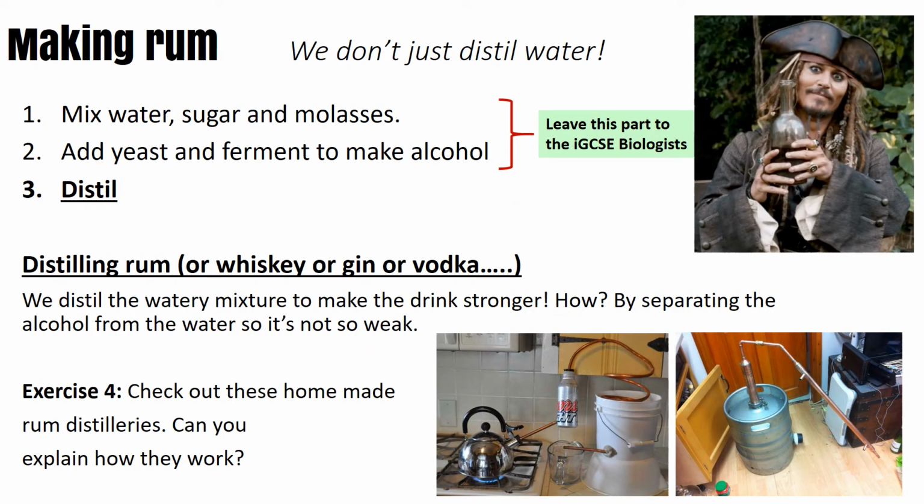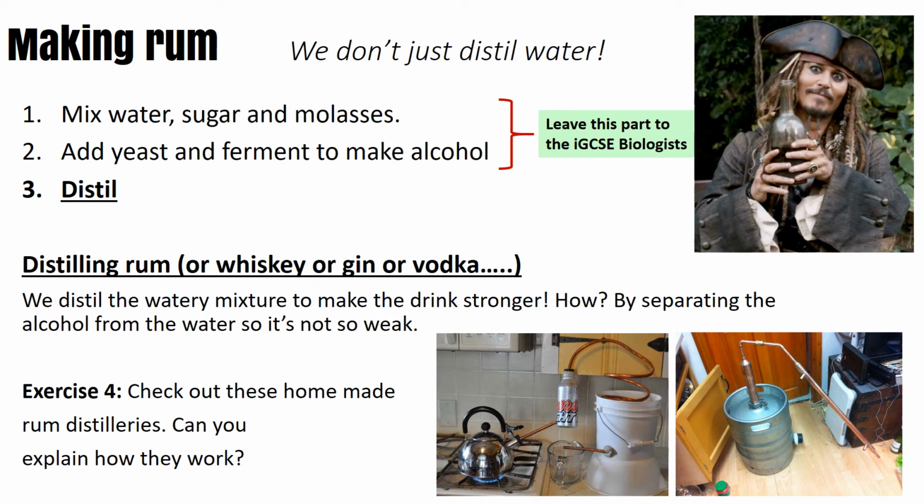I said that ethanol and water is the key example that your exam is going to use for fractional distillation. Well, ethanol is alcohol, so that's what we're going to do today. We're going to distill some alcohol to make a really nice strong rum. So rum is just water, sugar and molasses. Mix it together really well and you add some yeast, which will hopefully ferment and make us some alcohol.